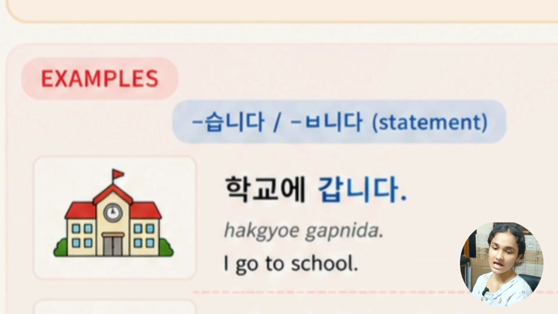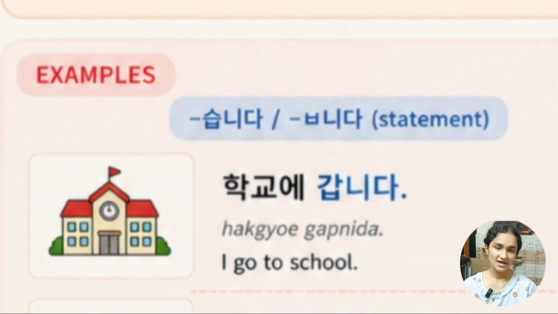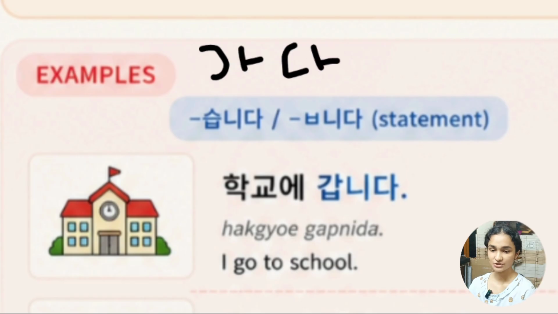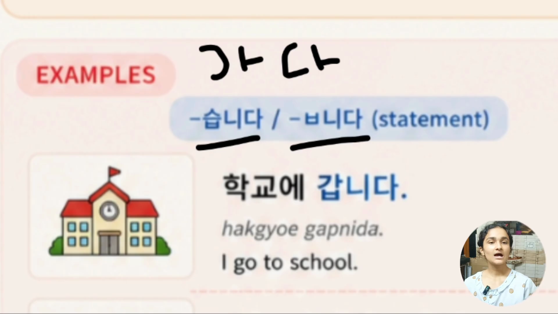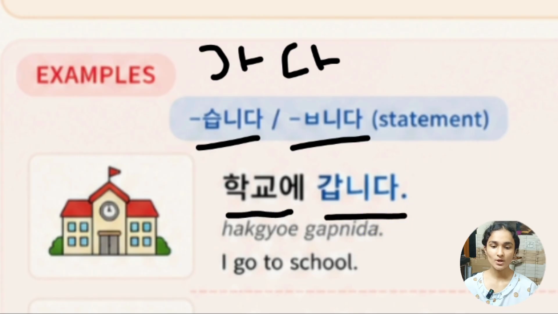Now let's look at the examples. Example number one is I go to school. Here the verb is 가다. As I already told you, you have to use 습니까, 습니다, ㅂ니까 and ㅂ니다 with the verb or adjective, like with the action verb or the descriptive verb, the adjectives. Okay. So the example is 학교에 갑니다. 학교에 갑니다. Right. So I go to school.